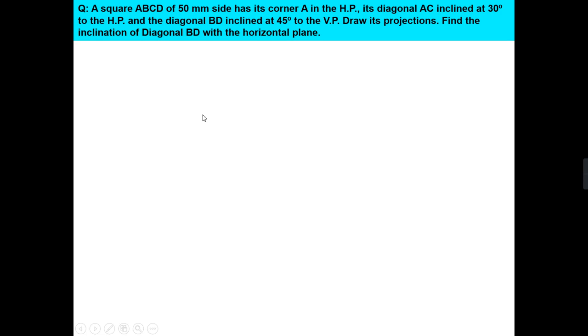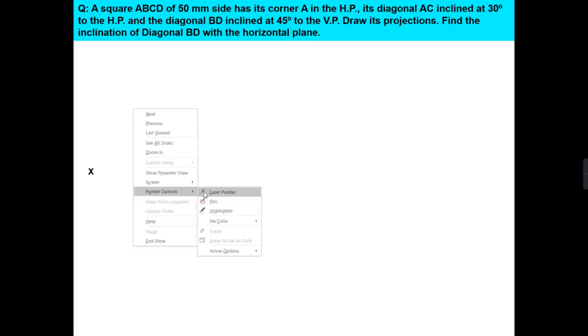Means first we can start with the square parallel to the horizontal plane. The diagonal BD is inclined at 45 degrees to the vertical plane. Draw its projection. Find the inclination of diagonal BD with the horizontal plane. See, in this question, the diagonal BD is 45 degrees with the vertical plane. So we can also start with the plane parallel to the vertical plane, but in the question it is also given that corner A is in the HP. Means we should start with the plane parallel to the HP.